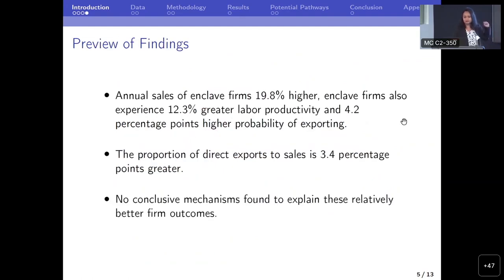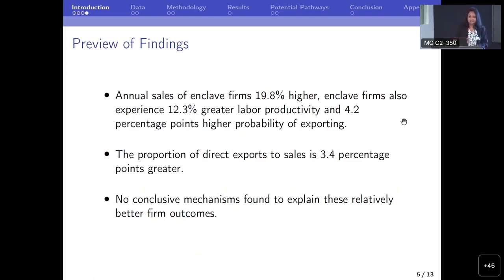This is a very quick preview of my findings. What I find is a resounding yes: firms which are located within an industrial enclave, that I call here enclave firms, have 19.8% higher sales as compared to non-enclave firms. They experience 12.3% greater labor productivity. Their probability of exporting is 4.2 percentage points higher. And for the firms that do export, the percentage of direct exports to sales is 3.4% higher for those firms which are located within an industrial enclave as compared to those that are not.